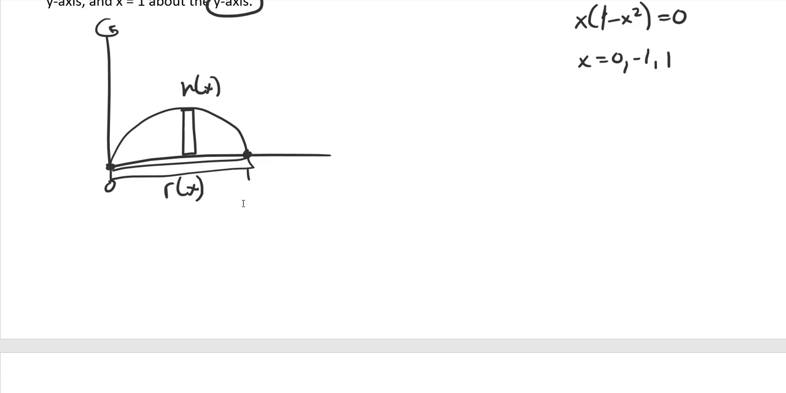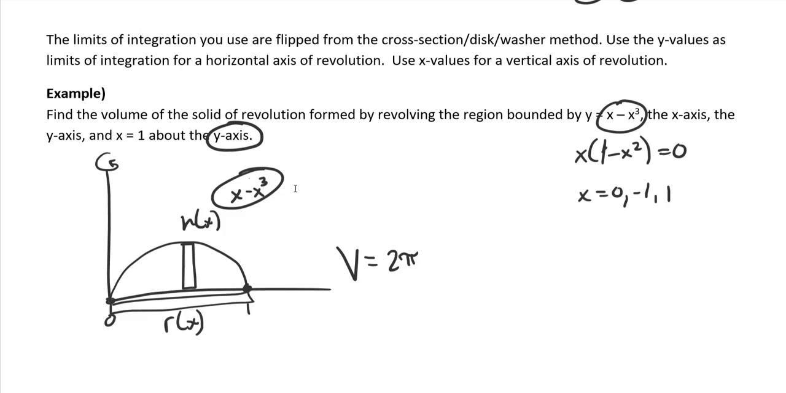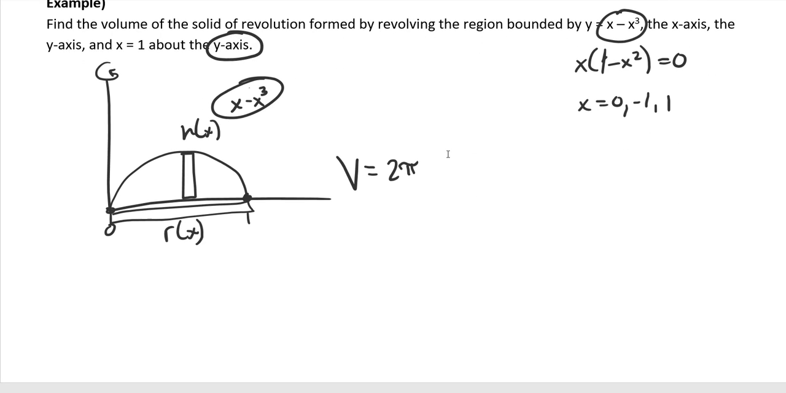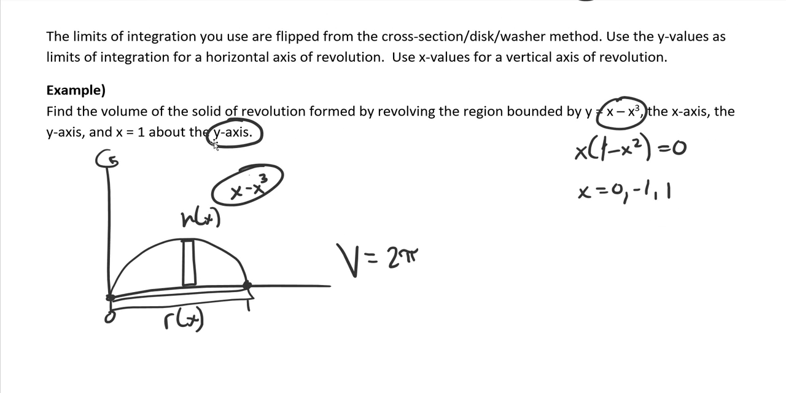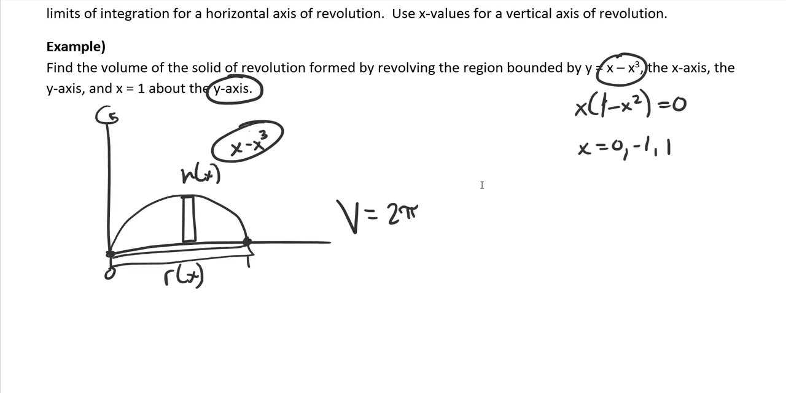So what is our h of x? Well, that's the function. Our h of x is going to be x minus x to the third. So we can say the volume is 2 pi. That's our constant, right? I can scroll up and see that the 2 pi is out front. And because we're revolving it around the y-axis, I choose the values on my x-axis, my bounds. So that's from 0 to 1. What's the height? Well, we know the height is x minus x to the third.